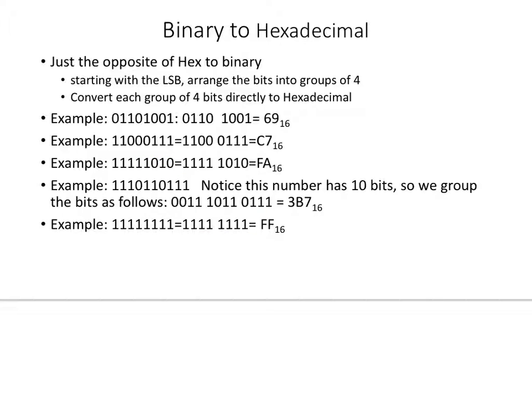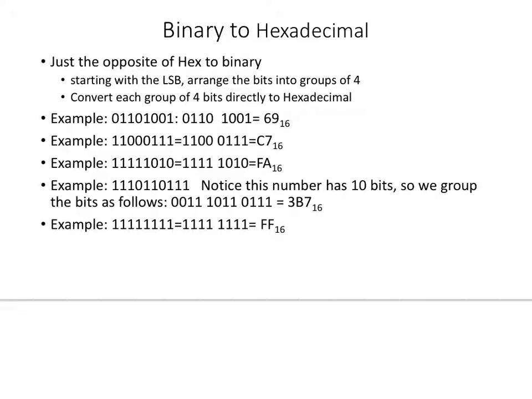Okay, the next one, 11000111. I'm going to arrange them in 2 groups of 4, starting from the least significant bit and working to the left. So that's 1100 0111. Put a space in here just so you can see the arrangement of 4. And now convert each one of these directly to hexadecimal. So 1100, that's 12. In hexadecimal, that's C. 0111, that's 7. So C7 in base 16.